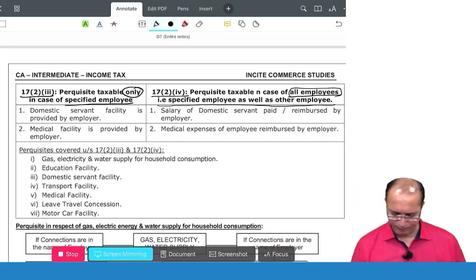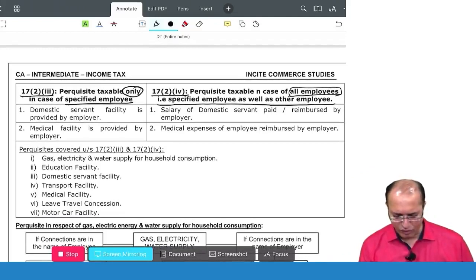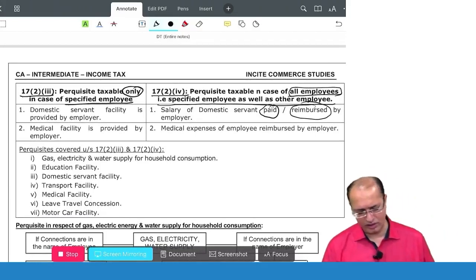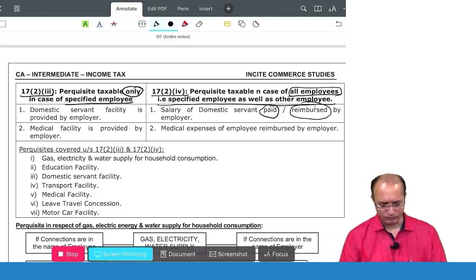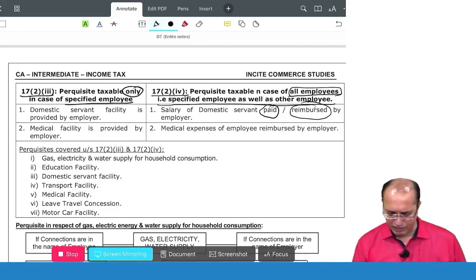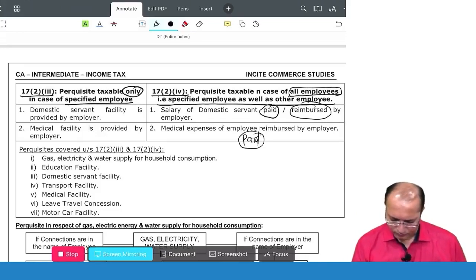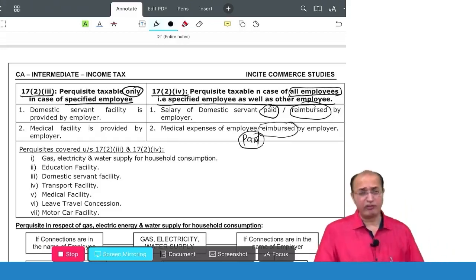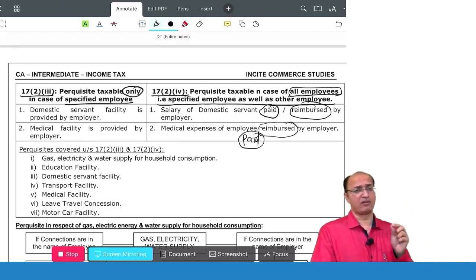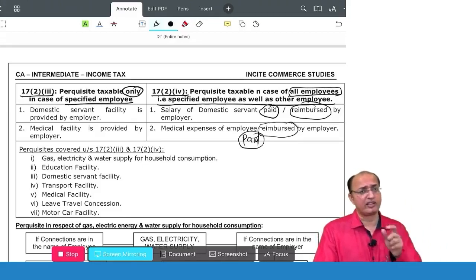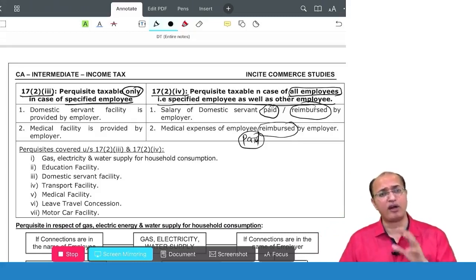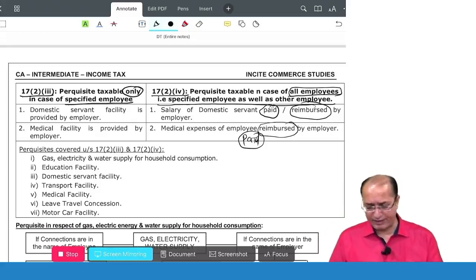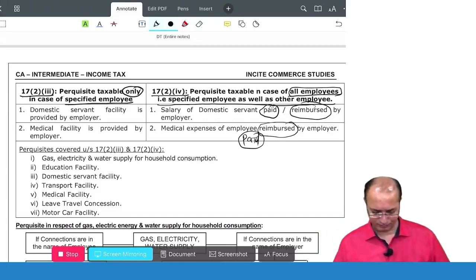We can refer to an example. For example, the salary of your domestic servant is paid by the employer, or it is paid by you and later on it is reimbursed by the employer. Second point is medical expenses of the employee. Either it is paid by the employer or it is paid by the employee and then reimbursed by the employer. So whenever the word paid or reimbursement appears, it is covered by 17(2) clause 4. It is a monetary benefit. It is taxable in case of specified as well as non-specified employees.